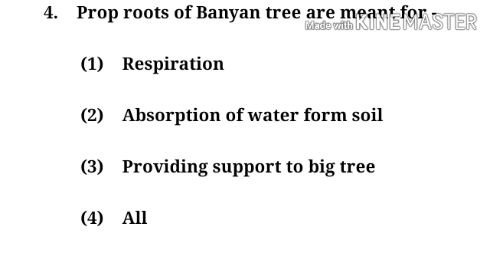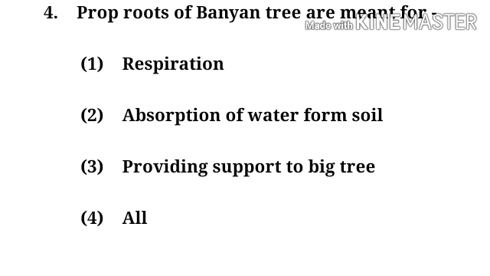Option number 1 is respiration, number 2 is the absorption of water from soil, third is providing support to big trees, and number 4 is all. Here the first option is respiration, that is, exchange of gases also takes place through the prop roots. Option number 2, absorption of water from soil: these prop roots are also useful for absorption of water.